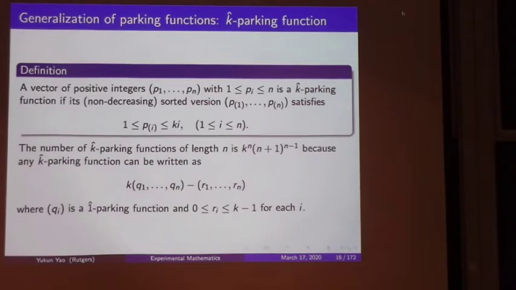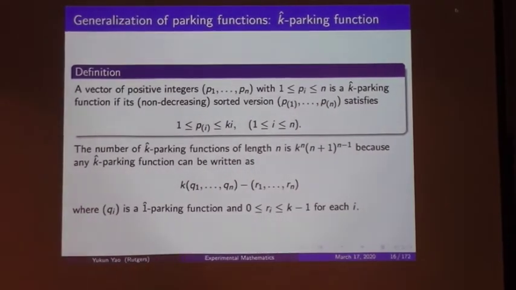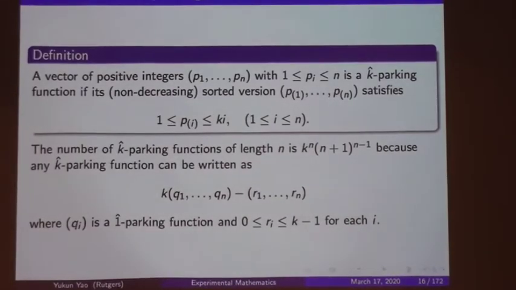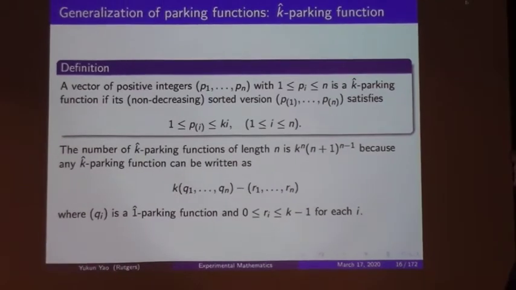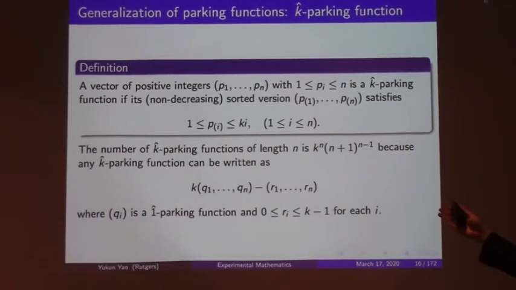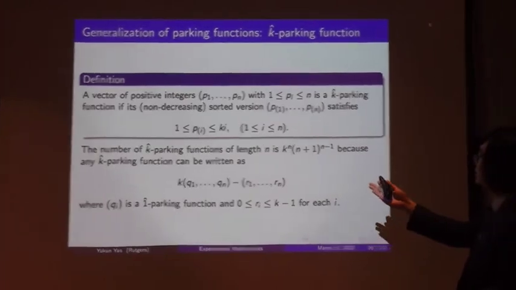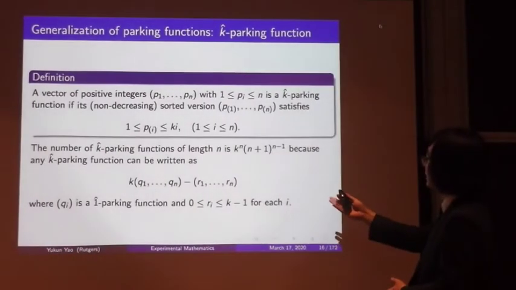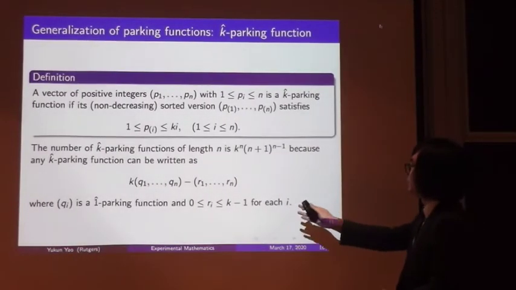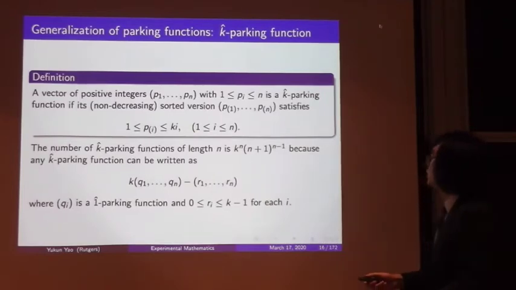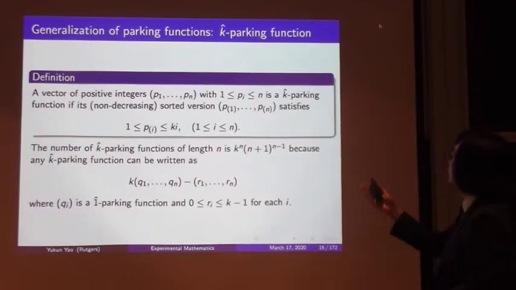And here are some generalizations of parking functions. For example, the k-hat parking function. In this one, after sorting, the ith element should be no more than ki. And in this case, we can write this k-hat parking function as k times an ordinary parking function minus a sequence r1 up to rn, where each ri is from 0 to k-1. So in total, the number is k^n times (n+1)^(n-1).